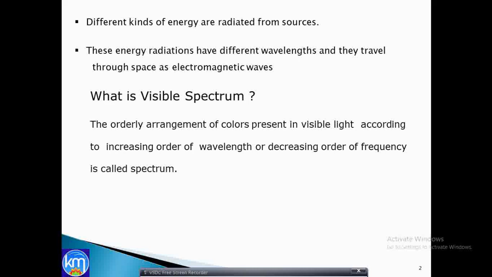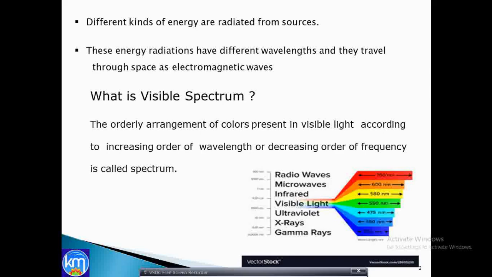So spectrum is generally defined, as I said, as nothing but the orderly arrangement of the colors according to wavelength in increasing order, or frequency in decreasing order. Why? Because wavelength and frequency are inversely proportional. So this is what we call a visible spectrum.